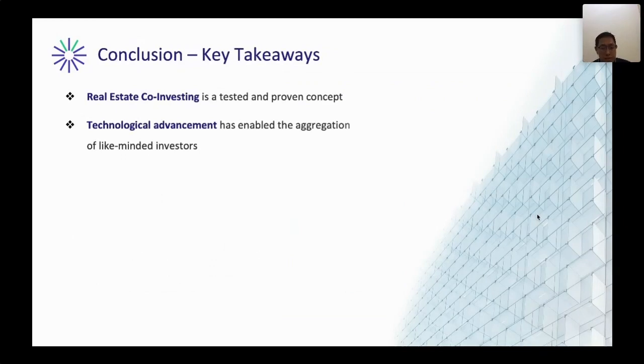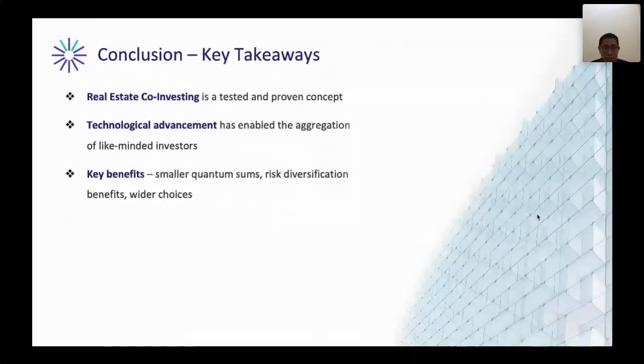Next, key benefits. Mao has mentioned them, but just three points to bear in mind. One is you have greater access to deals. Second, you come in with smaller quantums. And third is the diversification benefits.